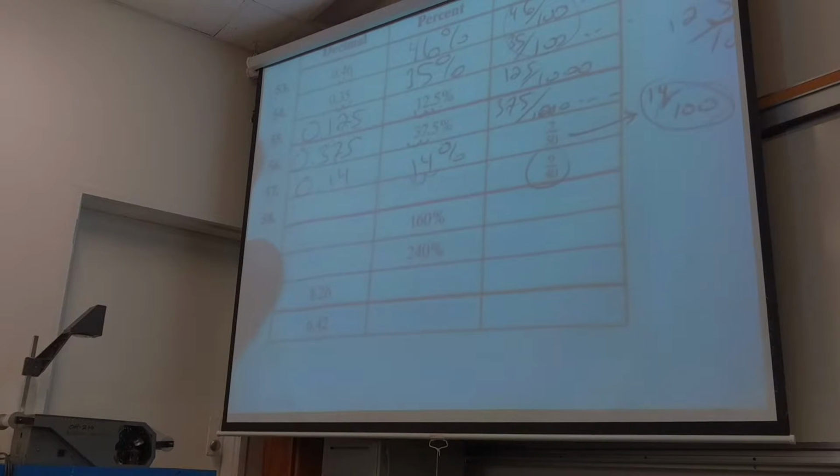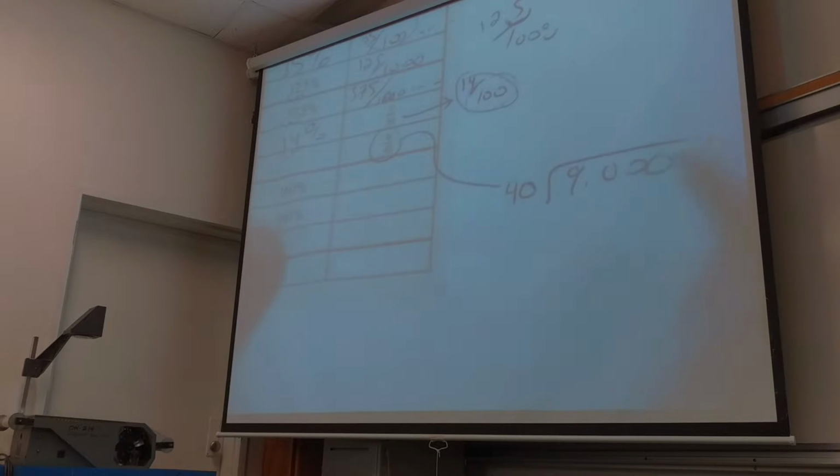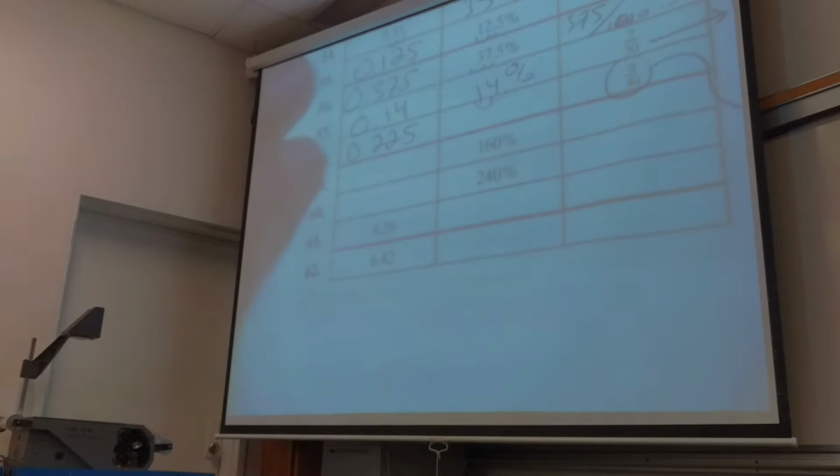This one I think we did, didn't we? Or we talked about it or something? We didn't do that one? Pretty sure we did. You do this long division, or you just put it in the calculator if I'm letting you use the calculator. And what do you get? 0.225. Yeah, I knew we did it. So if you do that, you get 0.225.